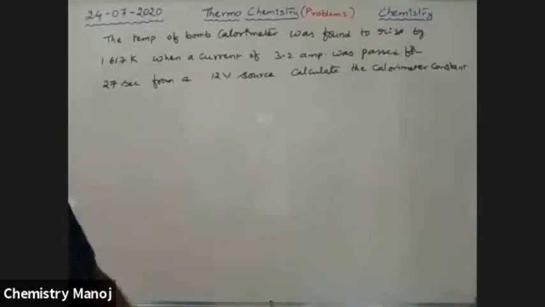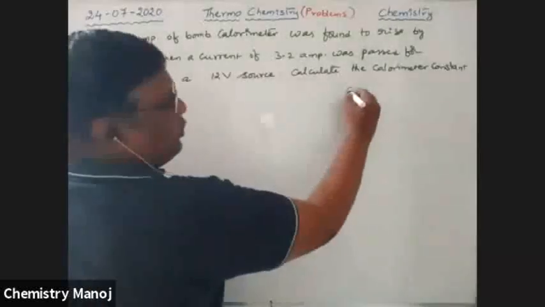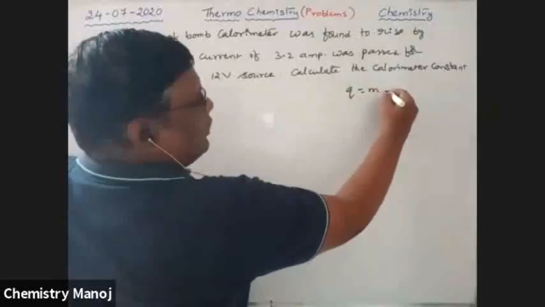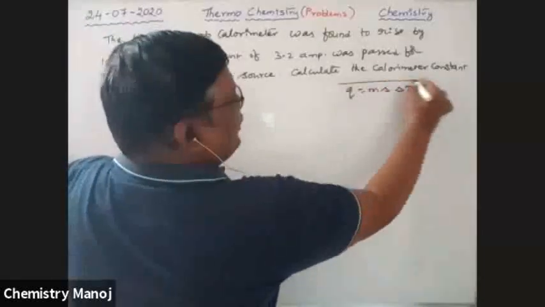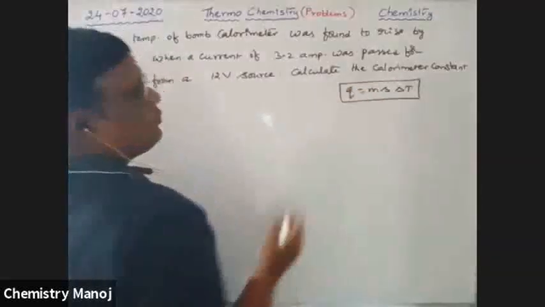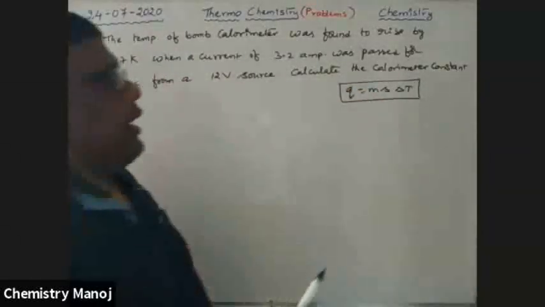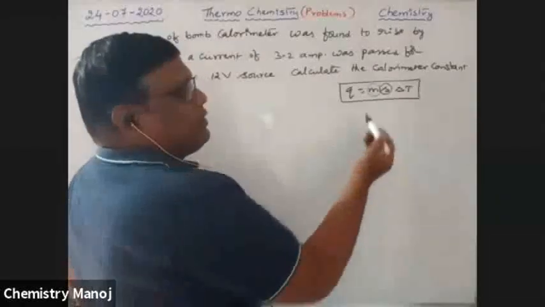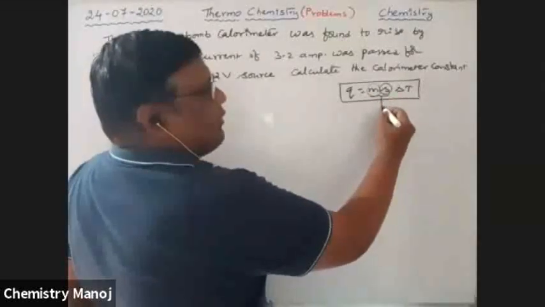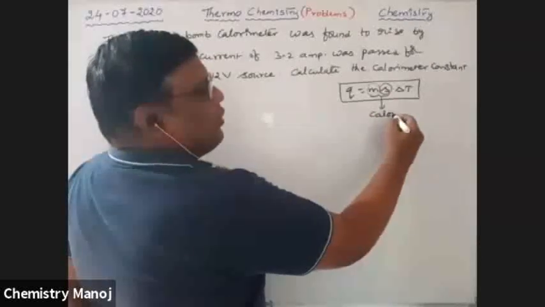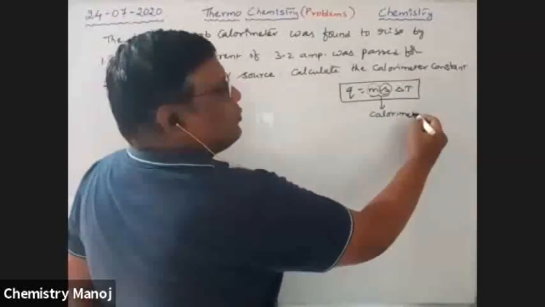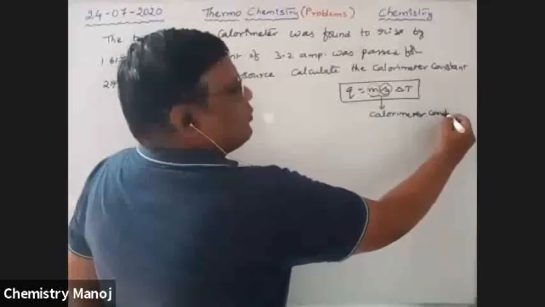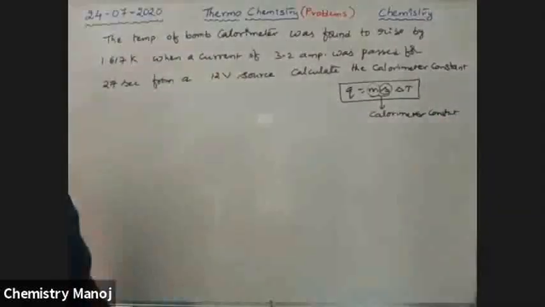First of all, what is the calorimeter constant? We have the formula Q is equal to m s delta T, the calorimeter formula. M is the mass of the substance involved in heating, and s is the specific heat of the calorimeter. So this m into s is collectively called the calorimeter constant. We want to calculate the product value, m into s.